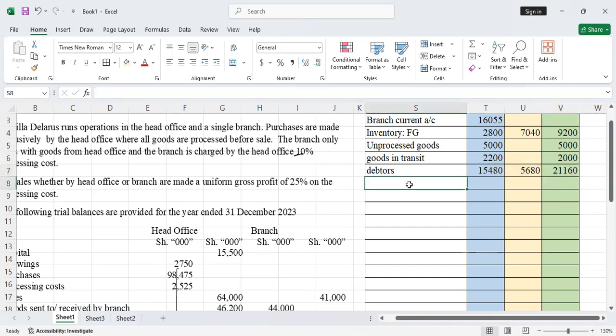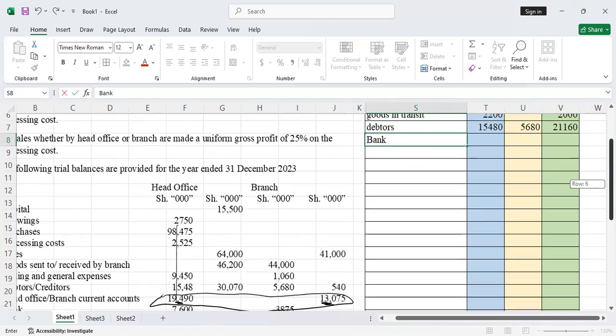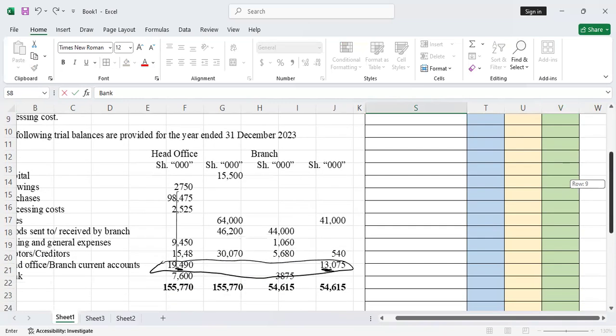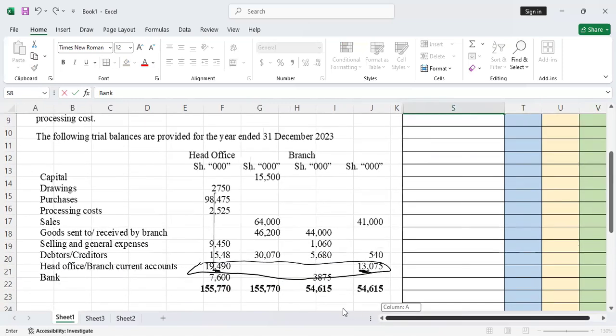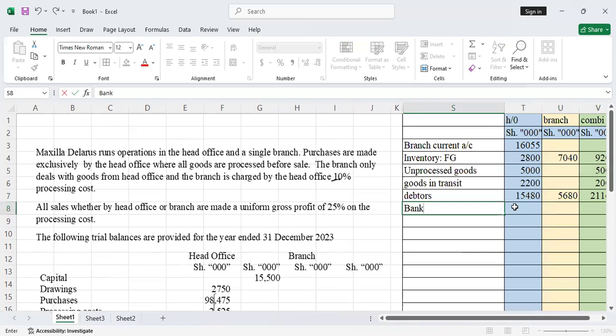And then there is bank. What are the bank balances? We do the same thing we have done here. Our bank is here. 7,638.75. 7,600 and next is 38.75. So these two we do summation.